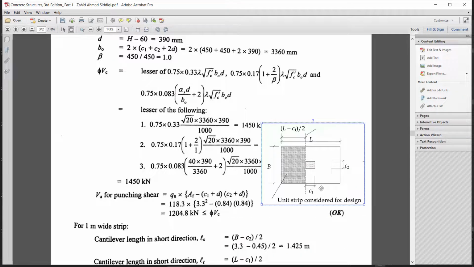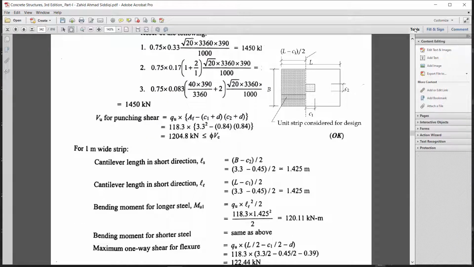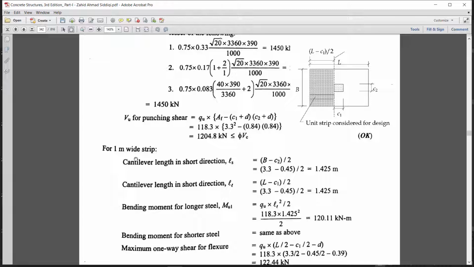Let me move this picture so that I can start explaining the rest of the problem. For designing for the calculation of moments, in this example our footing is the same in the long direction and short direction, 3.3 meter by 3.3 meter. For calculating the moment, we have to calculate the cantilever length at the edge of this footing, in the short direction, B.